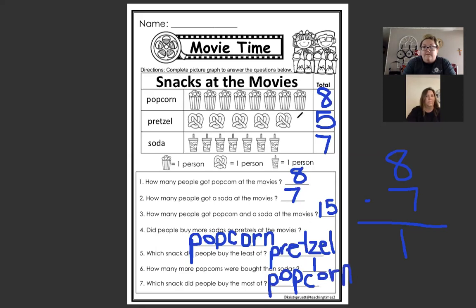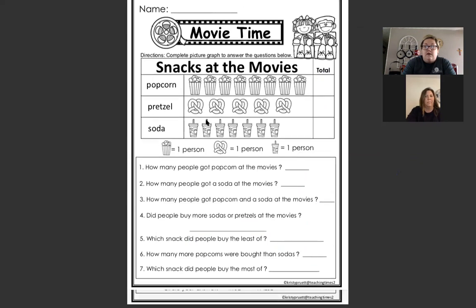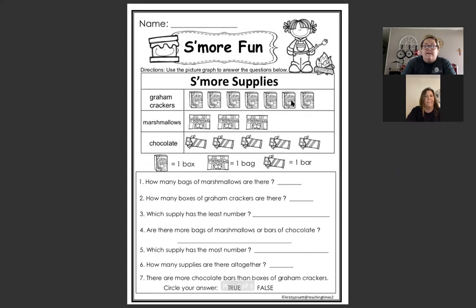Okay. All right, now you guys are responsible for doing this one. And you do the exact same thing. You just count how many you have and write the number, and then answer the questions on the bottom.